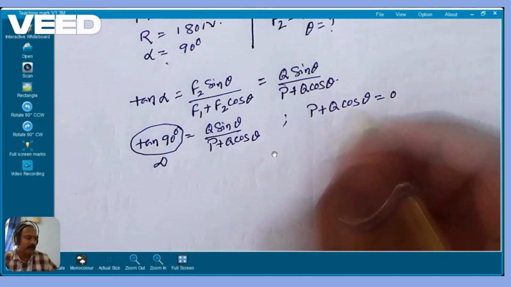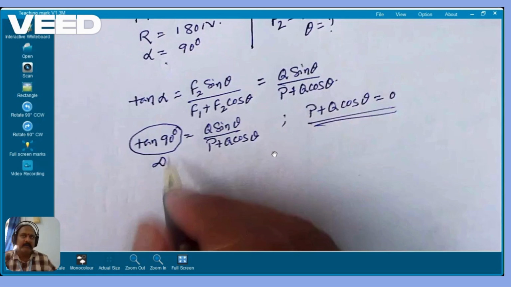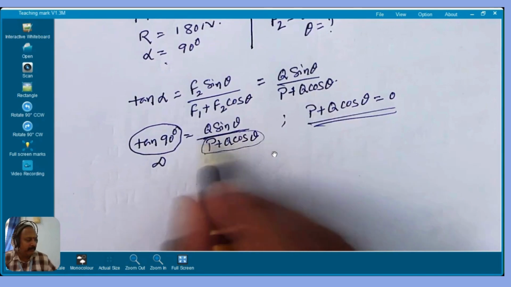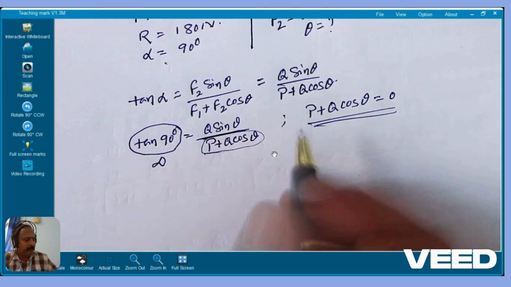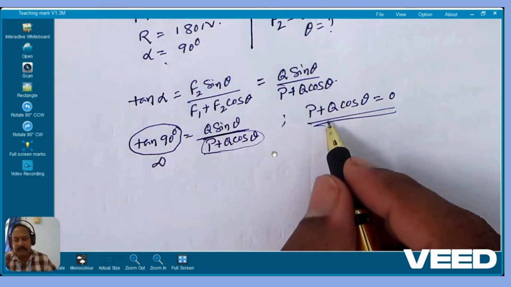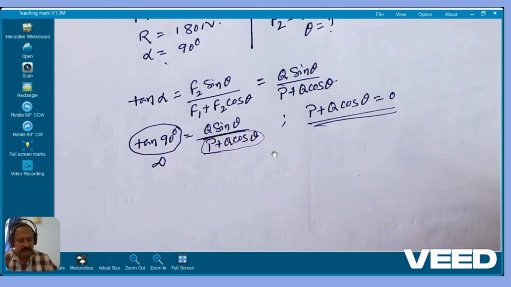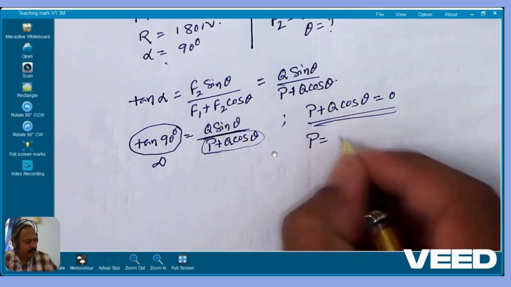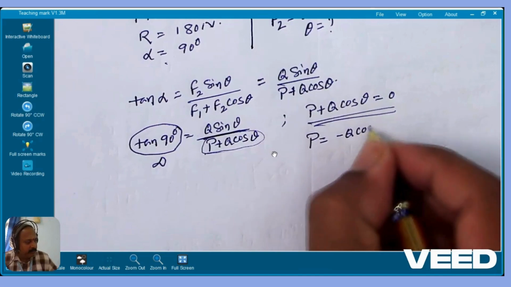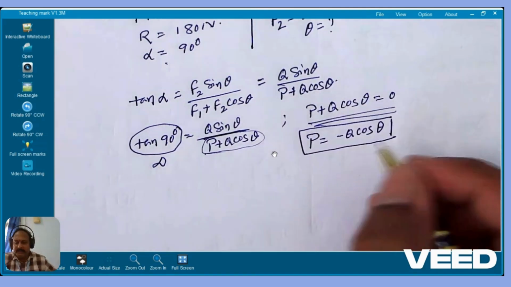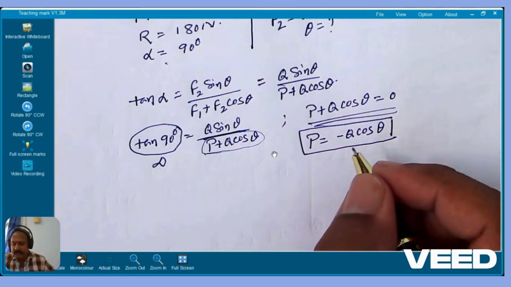I hope you understood this. Tan 90 can be infinity when this particular denominator is equal to 0, because infinity is 1 by 0. So this is possible when P plus Q cos theta is equal to 0. From here we will get P is equal to minus Q cos theta. So this is one equation: P is equal to minus Q cos theta.